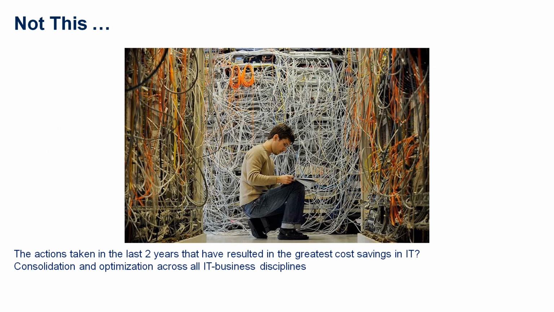You see this photo, it was a little bit clumsy, and there is no standardized or organized way of keeping things. If this is our budget in IT, definitely there will be some hidden costs, and there will be a lot of problems. So definitely the actions taken in the last 2 years have resulted in the greatest cost savings, right? And consolidation and optimization has to happen across all IT business disciplines.